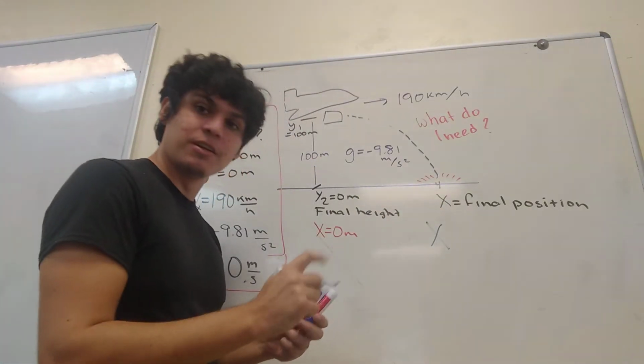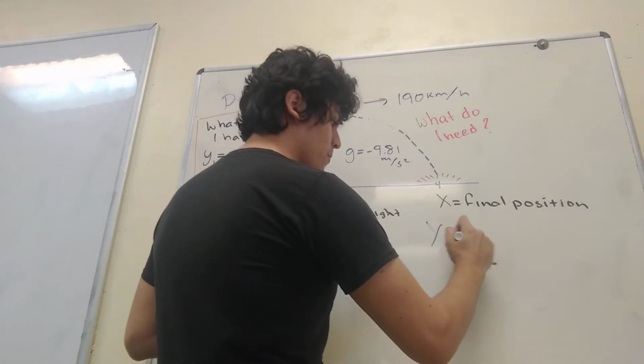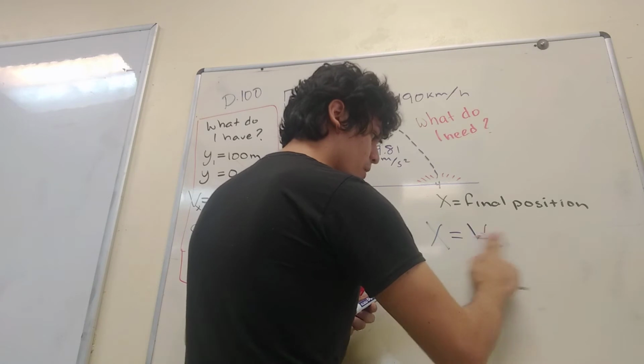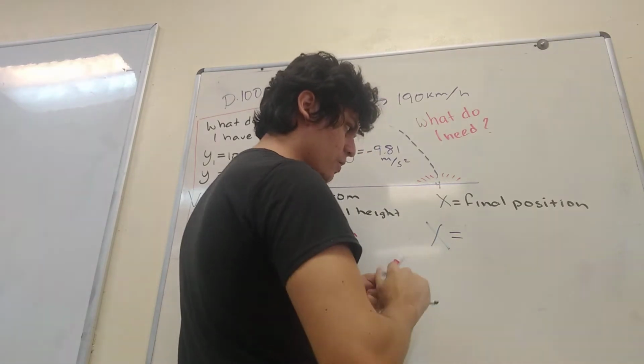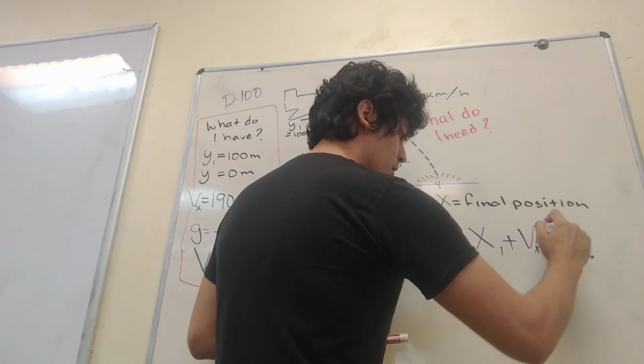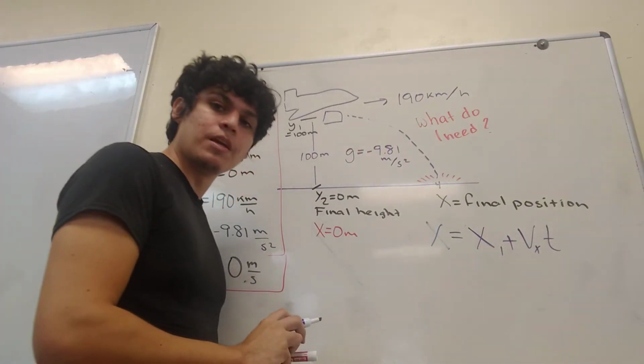X is equal to velocity in the x direction times the time. I actually forgot, the final position is equal to the initial position plus the velocity in the x direction times the time. Okay, cool.